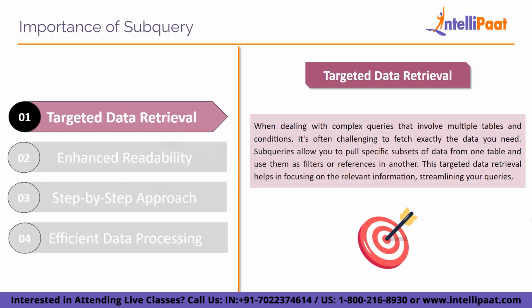The first one is targeted data retrieval. While dealing with complex queries that involve multiple tables and conditions, it's often challenging for us to fetch exactly what data we need, right? So subqueries allow us to pull specific subsets of data from one table and use them as filters or a reference in another table. This targeted data retrieval helps us focus on the relevant information only, streamlining the outer queries.